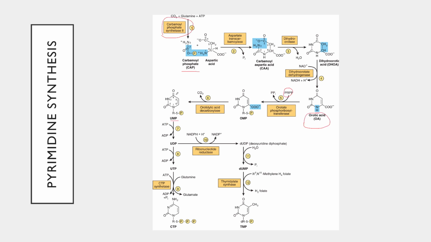So once we've generated UMP, it can undergo phosphorylation to UDP and subsequent UTP, which can be converted into cytidine triphosphate. Alternatively, this UDP can undergo a reaction with our enzyme, the ribonucleotide reductase. And this enzyme will convert our UDP into the deoxyuridine diphosphate form. From here, our dUMP can be converted into thymidine monophosphate using the enzyme thymidylate synthase, as well as a carbon donor from the folate cycle.